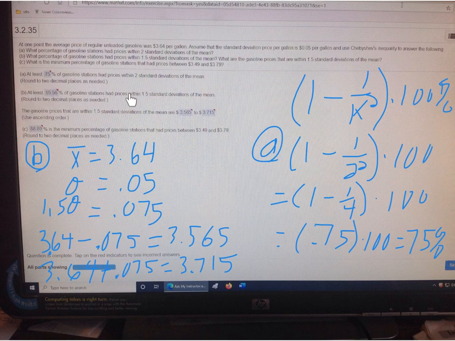Part B, I guess, you want to put in 1.5. So, I didn't work it out, but instead of 2, you'd put in 1.5 and use this formula. I did work out this second part of part B here. The prices that are within 1.5 standard deviations. Well, here's the mean. Standard deviation was given. Well, if you multiply the standard deviation by 1.5, it's 0.075. So you just want to add and subtract that from the mean. So the mean minus that, and the mean plus that, gives you these two prices here that they're mentioning.